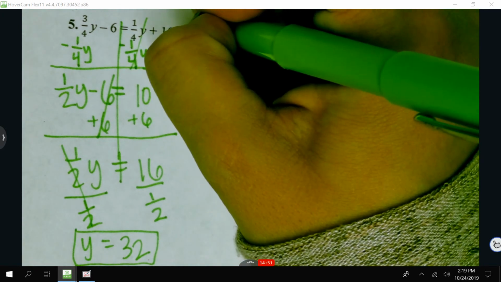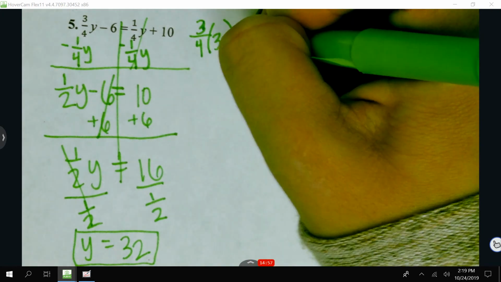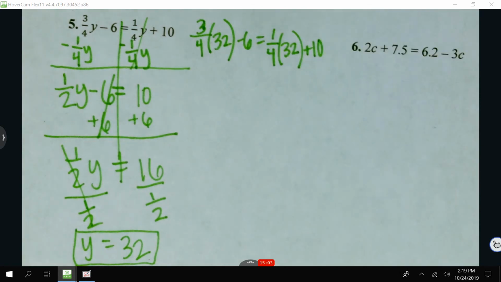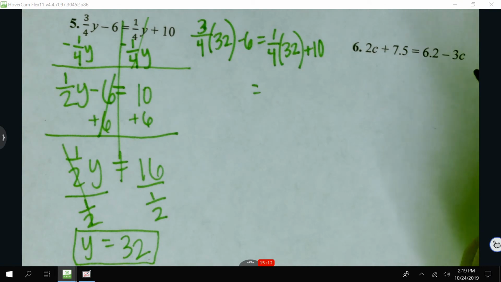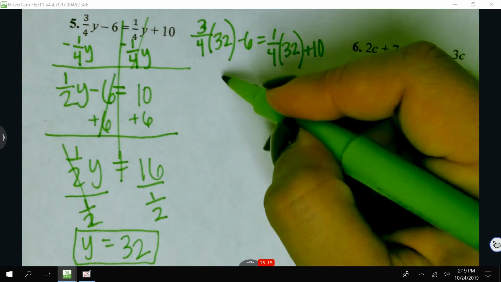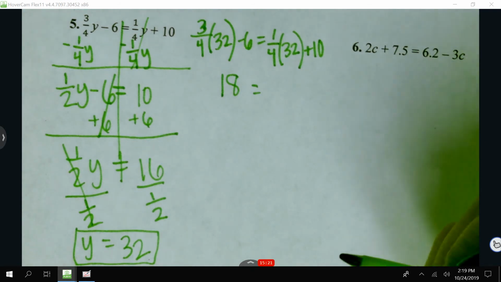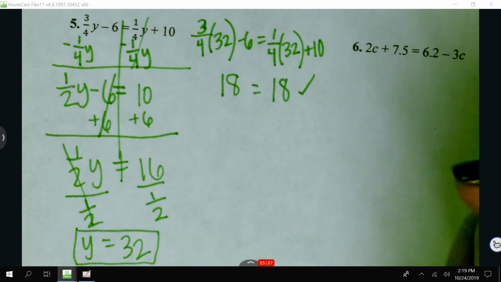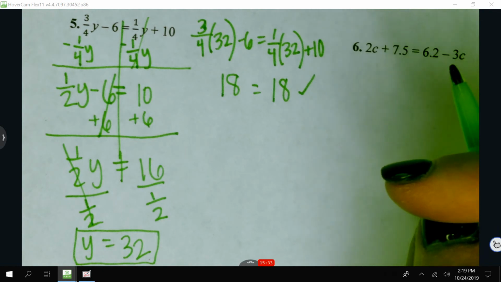Okay, so to check, I have 3/4 times 32 minus 6 equals 1/4 times 32 plus 10. On the left? 18. It's 18. Okay, what about on the right then? 18. You can simply just plug all that in your calculator. Questions?